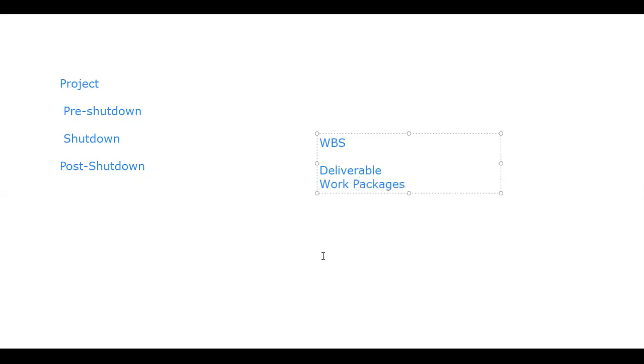If I talk about deliverable, it is the higher level of WBS, and the work package is the lowest level of WBS. If somebody asks you the definition of deliverable, you can say that the higher level of WBS is called deliverable, whereas the lowest level is called work package. How will it work? Let's say you must have seen this kind of thing.